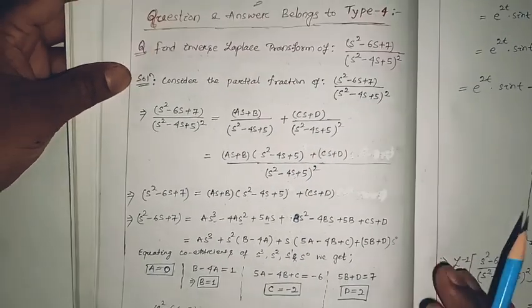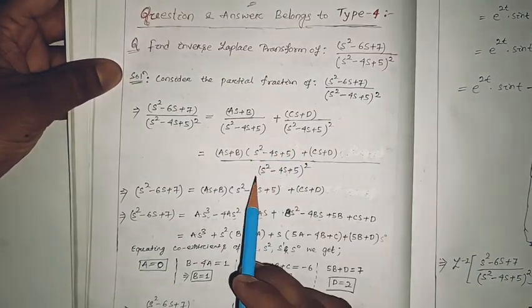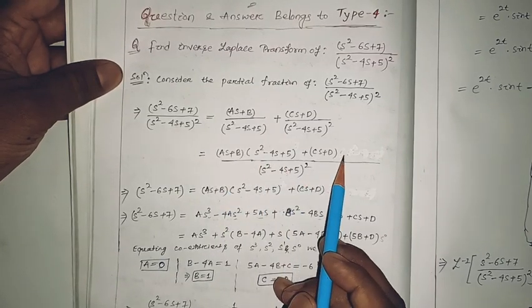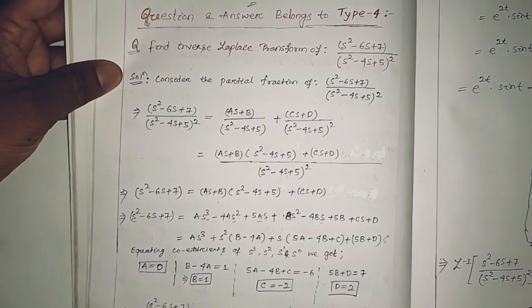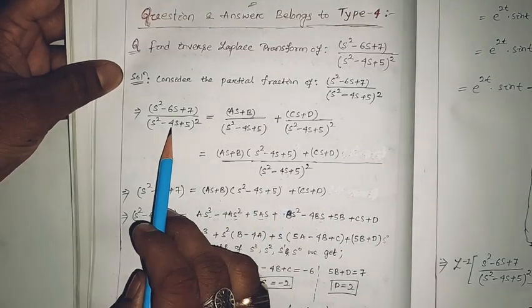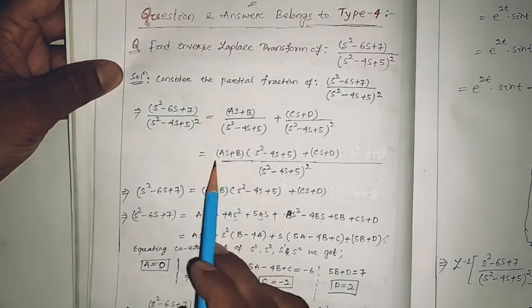So here the quadratic factor is repeated 2 times, so we write the partial fraction as (as + b)/(s² - 4s + 5) + (cs + d)/(s² - 4s + 5)². Now if we add these 2 terms, then it will be (as + b)(s² - 4s + 5) + (cs + d). So here we can see that the denominators of the RHS and LHS are the same, so the numerator has to be the same.